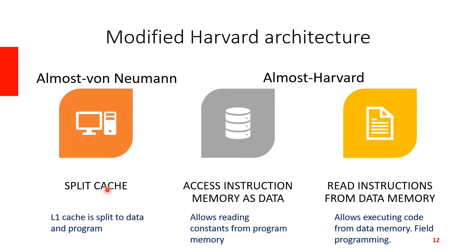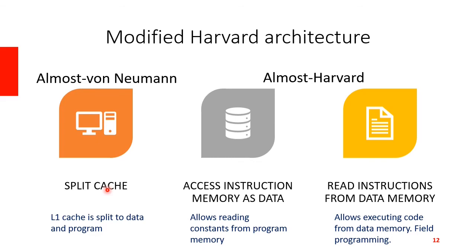When you have this cache memory, usually in an almost Von-Neumann machine, the L1 cache memory, which is very close to the processor and very fast, you have to split, so that data and program are separated. Even while this almost Von-Neumann machine is running, you can access data and instructions in parallel, so that pipelining is possible with this kind of machine.